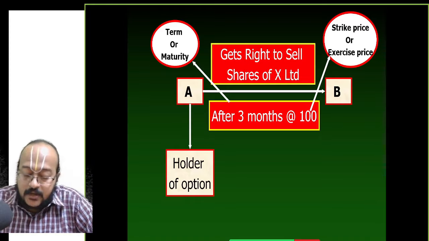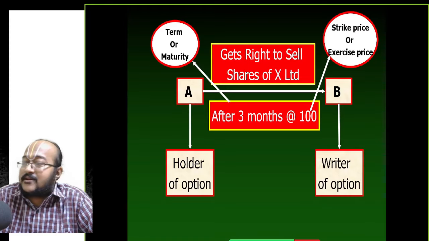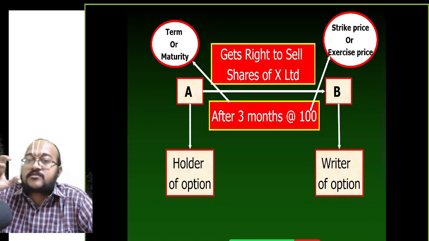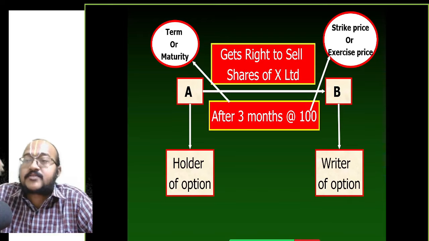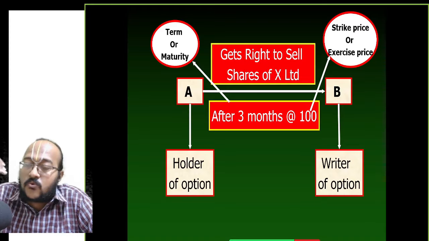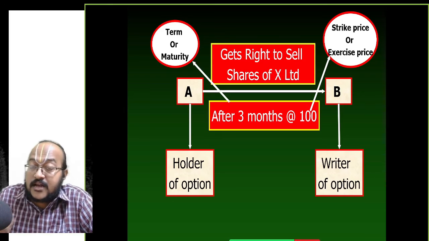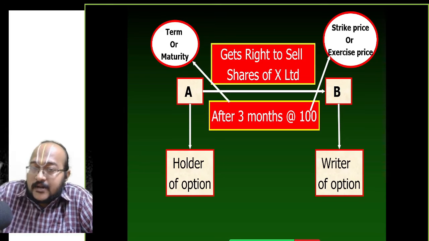Come to the seller. B is the seller of the option or writer of the option. Writing is nothing but a technical term. In insurance, writing means selling. Who writes the insurance contract? Who writes the option contracts? Who receives the premium? That person is called the writer of the option.